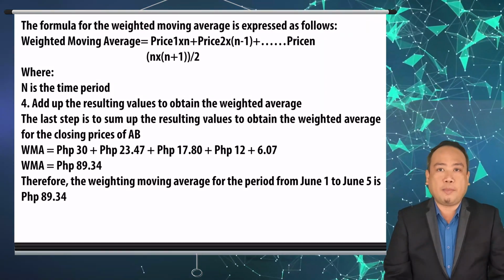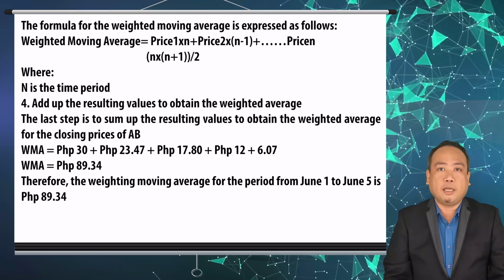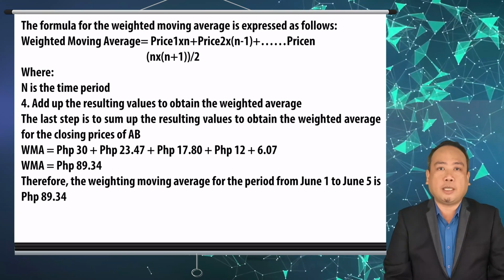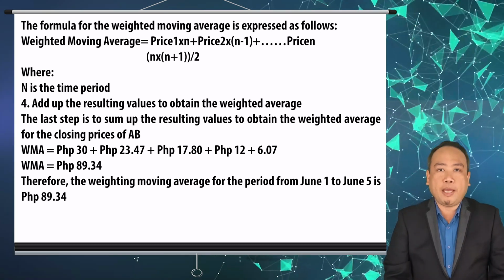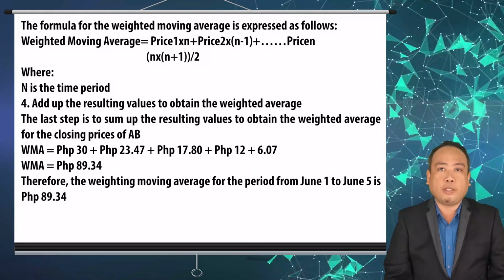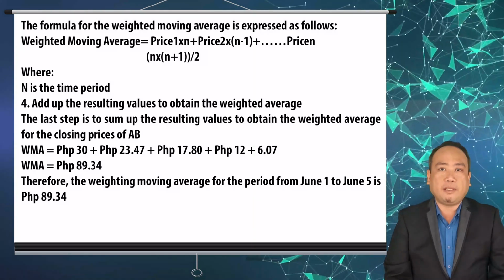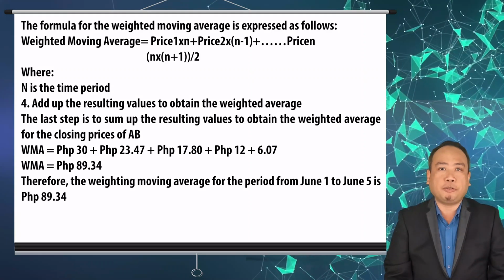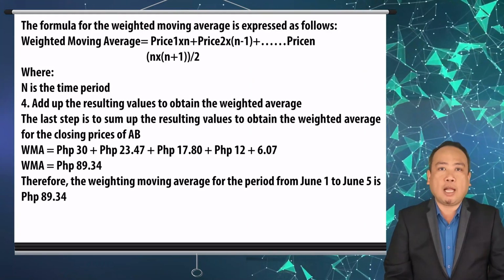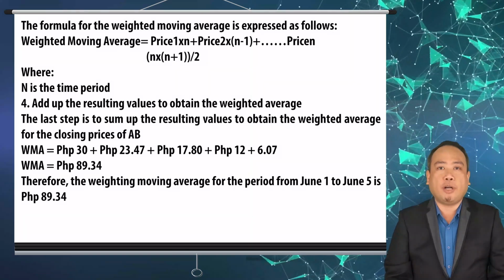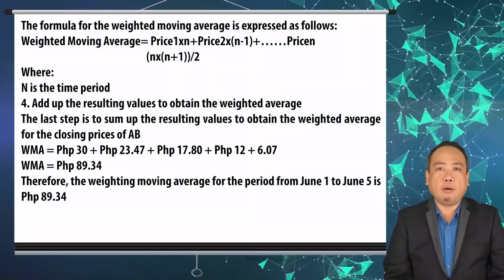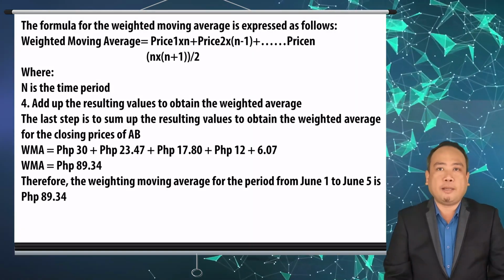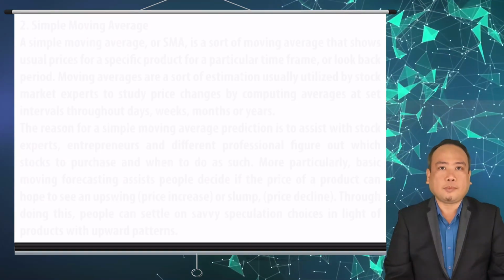The last step is to sum up the resulting values to obtain the weighted average for the closing prices of IVY. WMA is equal to 30 pesos plus 23.47 plus 17.80 plus 12 plus 6.07, giving us a total of 89.34. Therefore, the weighted moving average for the period from June 1 to June 5 is 89.34 pesos.